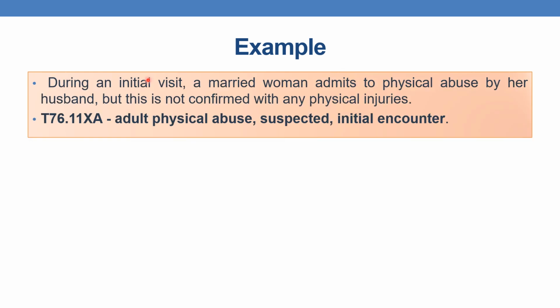Next example. During an initial visit, a married woman admits to physical abuse by her husband, but this is not confirmed with any physical injuries. So the appropriate code would be T76.11XA, adult physical abuse suspected, initial encounter. By this we complete the codes regarding abuse, neglect and maltreatment.